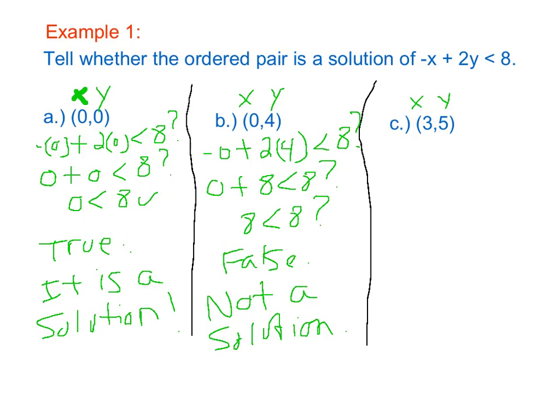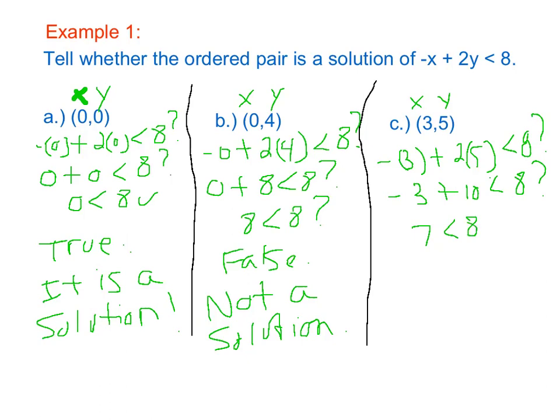Okay, testing out this last one here. We've got negative times the 3 plus 2 times 5. Is that less than 8 is the question. So negative 3 plus 10, is that less than 8? Negative 3 plus 10 is 7. Is 7 less than 8? Yes, it is. So here we have a true statement. Therefore, it is a solution.